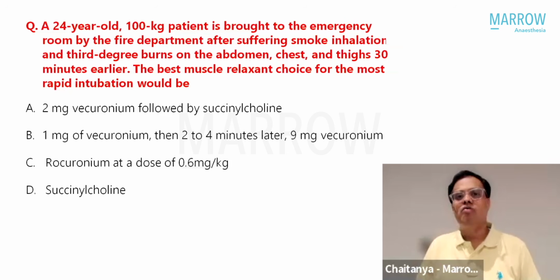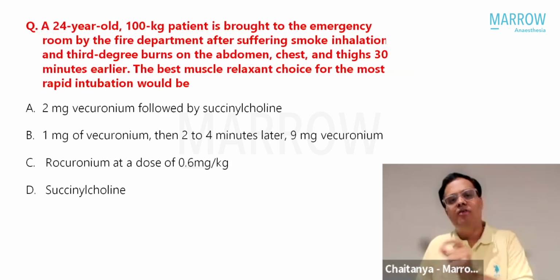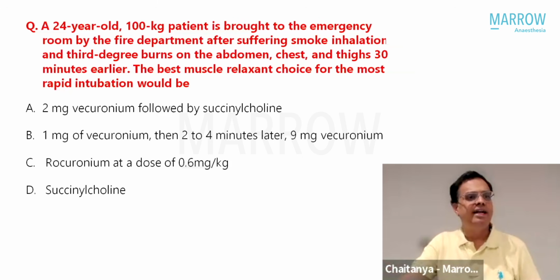So before 6 days, our priority is to select a quick acting muscle relaxant, that is succinylcholine, at a dose of 1 to 2 mg per kg. That is 2 times the ED95 of succinylcholine. Actually, it is more than what we are using. But yes, 1 to 2 mg per kg of succinylcholine is the correct answer.